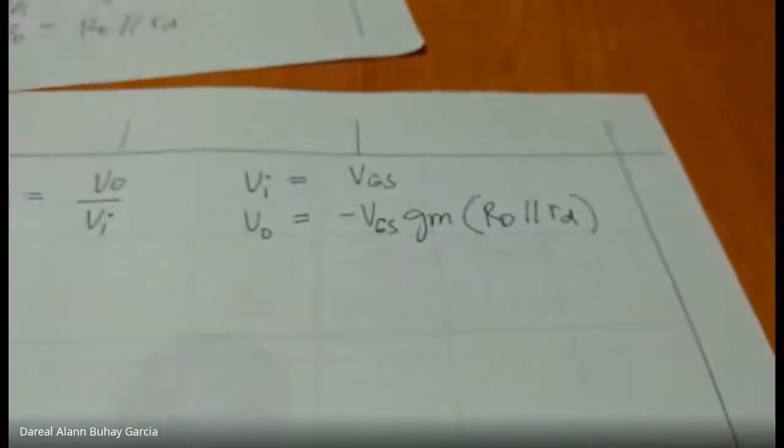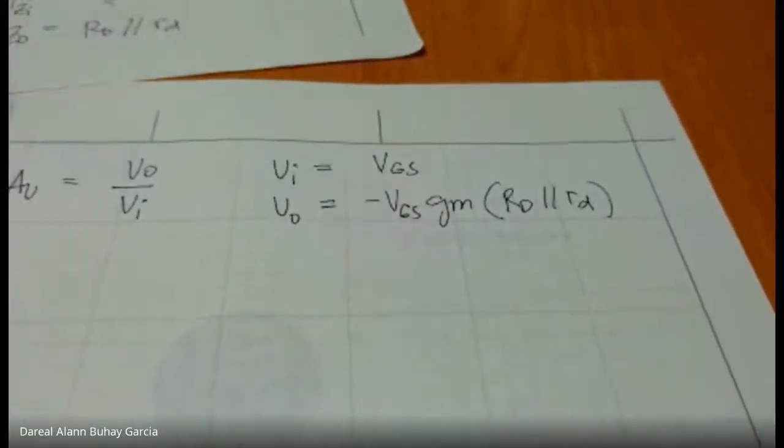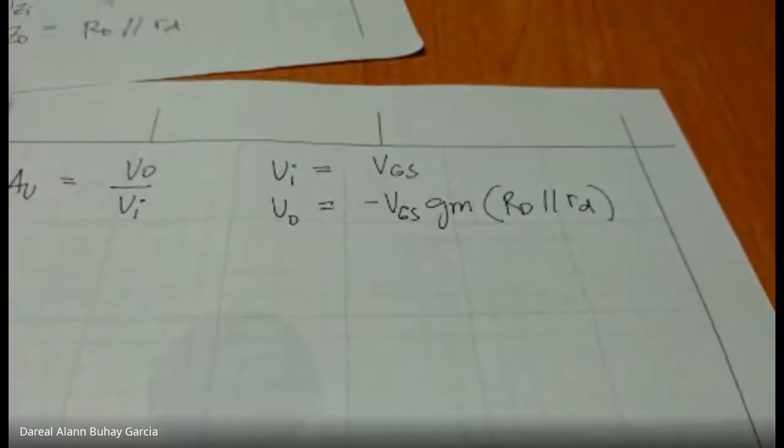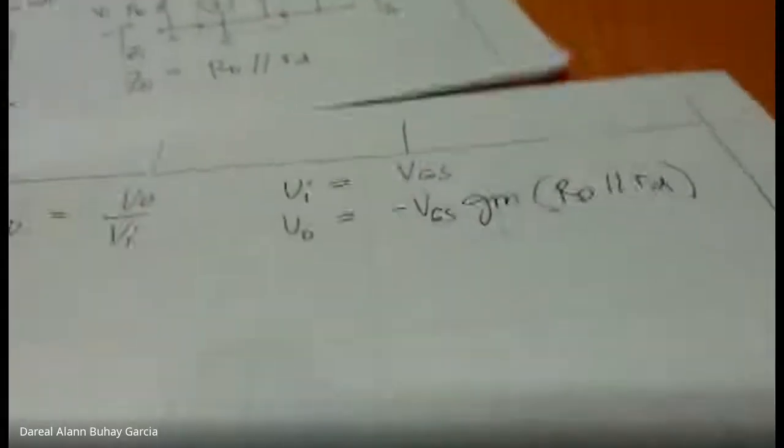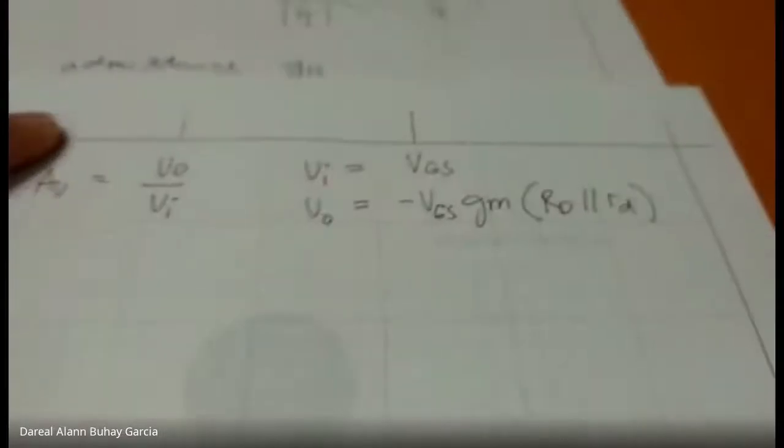Negative VGS GM RD parallel RD. So, divide na ng duha. Cancel out si VGS. So, GM RD parallel RD. Negative VGS GM RD parallel RD.